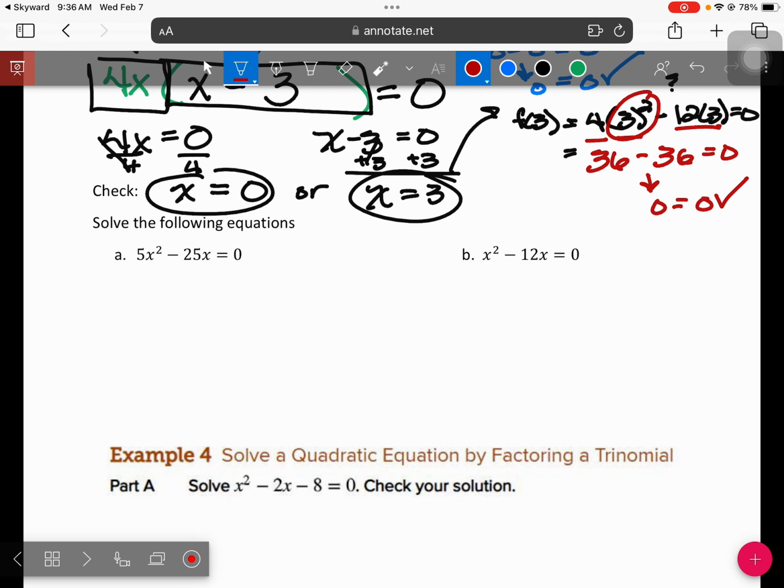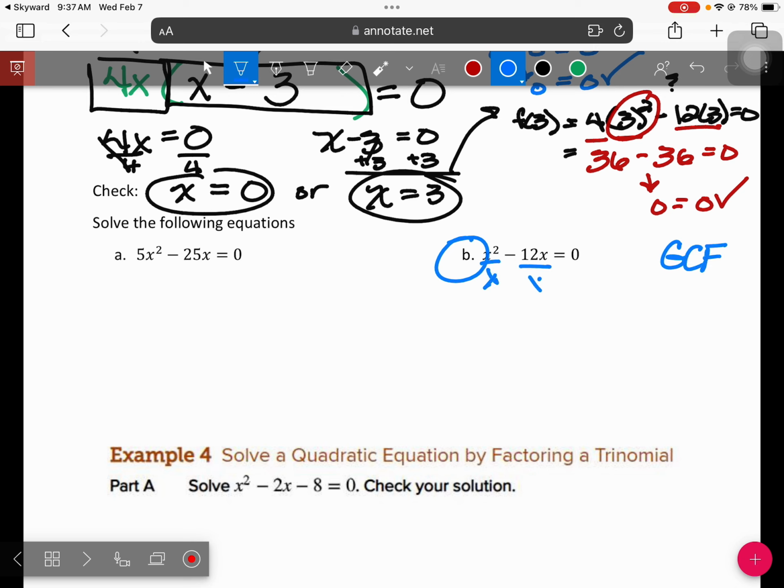All right. We have time to go over one more together. Let's go over B. x squared minus 12x equals 0. I am factoring. What do I check for first? Greatest common factor, which is x.